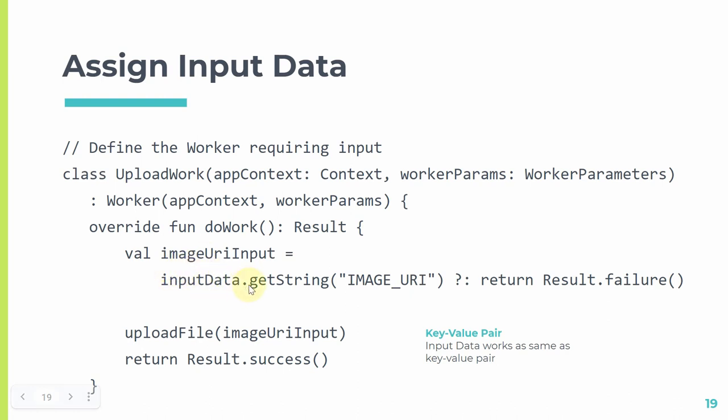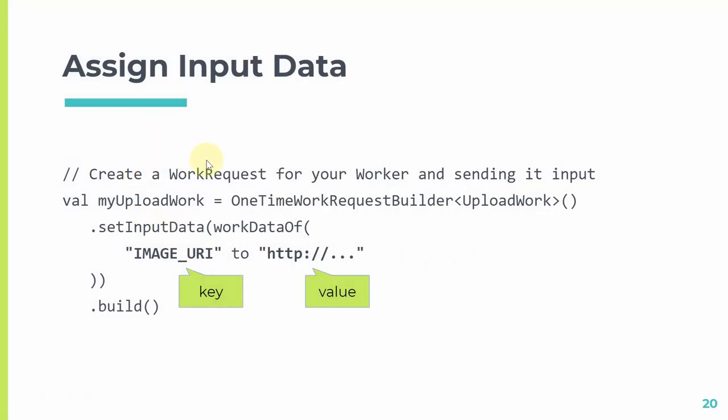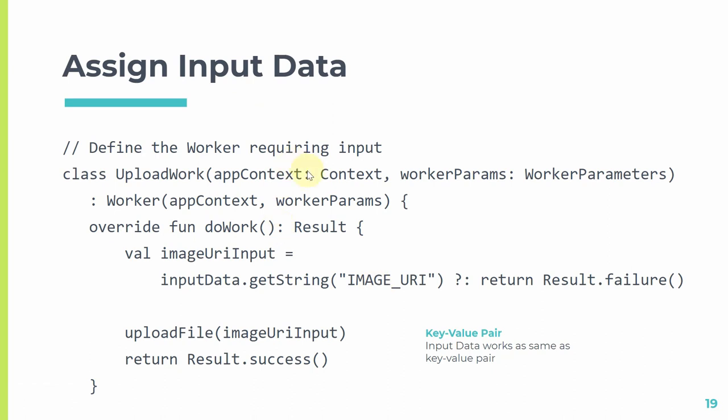So you grab the input data dot get string, and this one is called key, the key-value pair. You access it by key, and then the result will be put inside this image URI input, and we do something with it. Inside the work request, you define the pair of key and value to be sent and read by the worker class. So inside this work request, you define the key as image URI, and the value is the URL, separated by a 'to' keyword, and it will be read inside the worker class by using get string or get integer and so on.